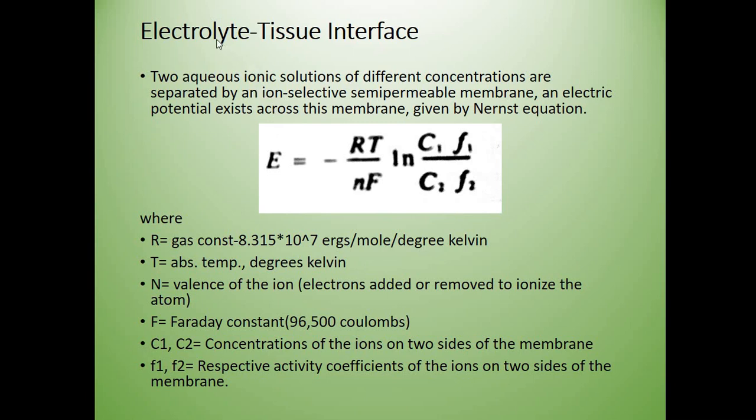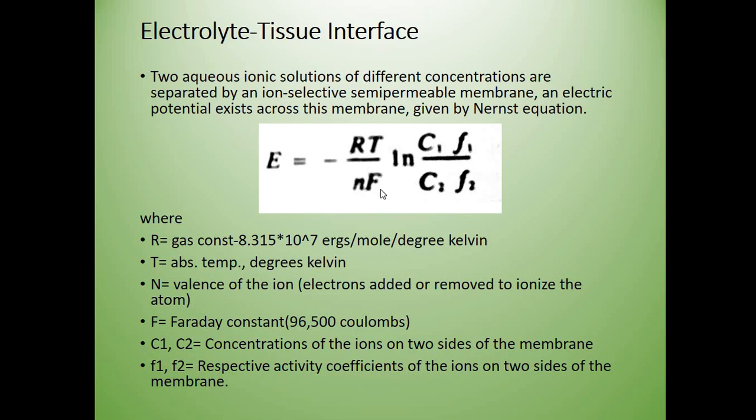We know that at the boundary between the electrolyte and tissue, it is actually separated by two aqueous ionic solutions of different concentrations, separated by a selective semi-permeable membrane, and so an electric potential exists across this membrane, which is given by the Nernst equation.